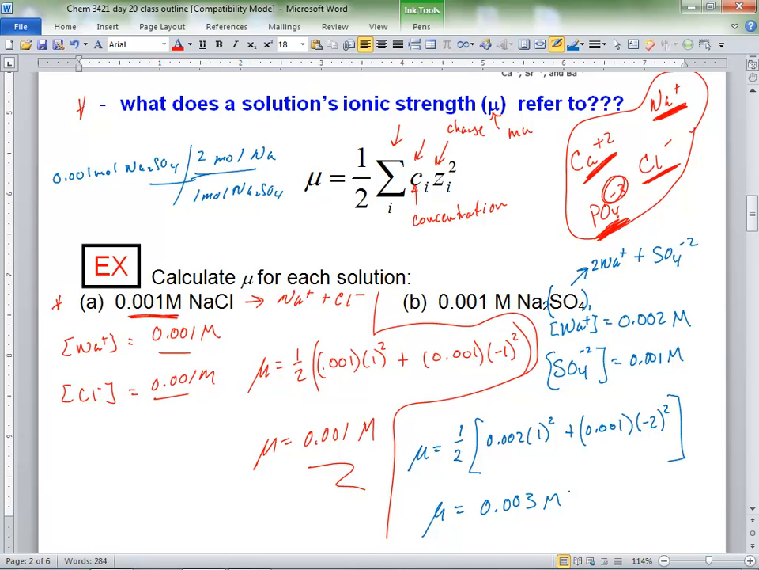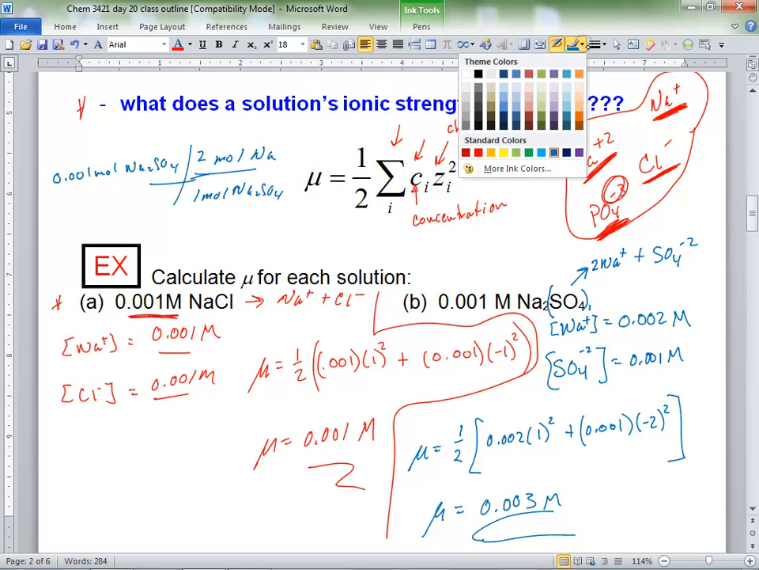So why did I put units of molarity on here? It's just following from the equation, right? The units you end up with is molarity, because that's what you had your concentration units in. Now, before we move on, I want you to notice something.